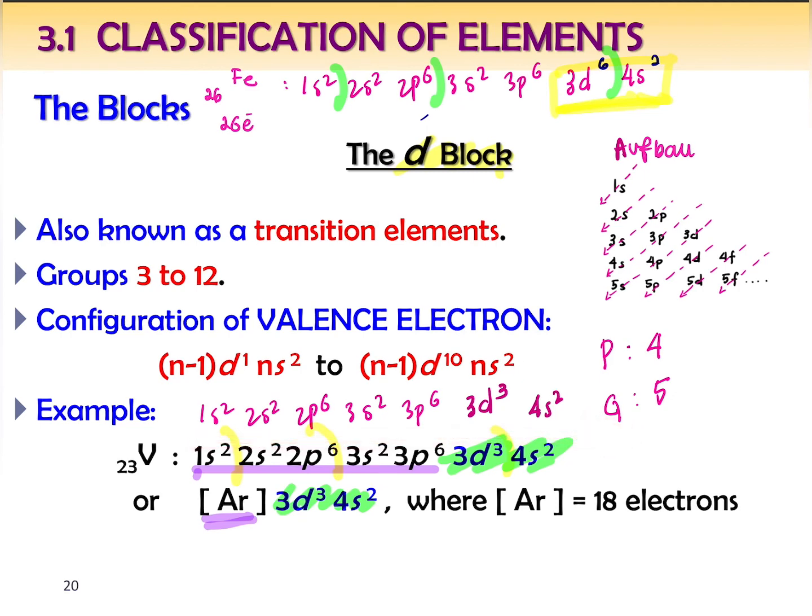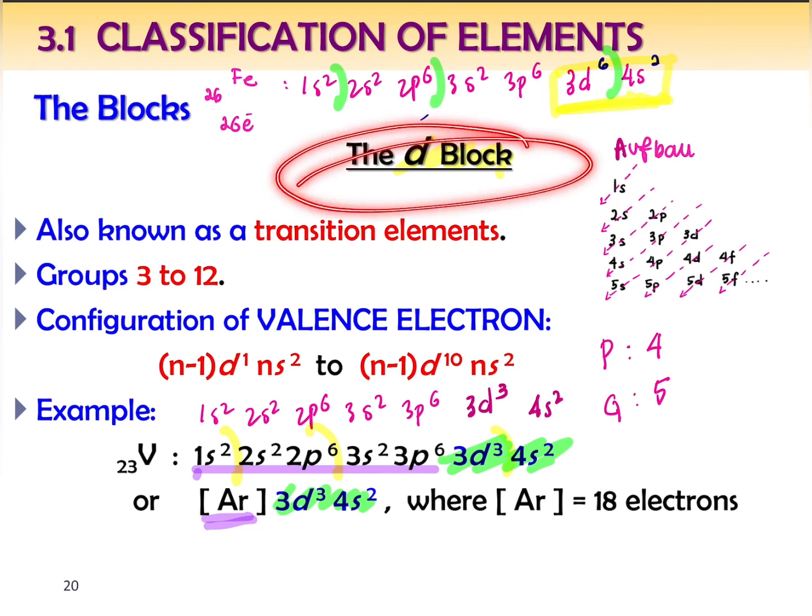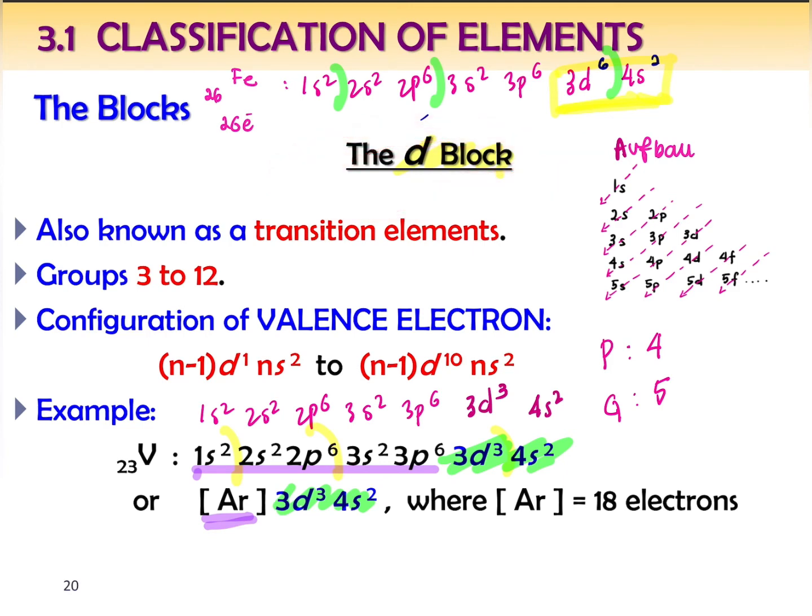Cumanya kamu kena ingat, when you fill in electron mesti ikut Aufbau. You know that vanadium, dia berada di period 4. Tapi group, dekat sini kita nak tengok valence electron. Untuk D block sahaja. D block je yang special, ingat. Dia akan involve 3d and 4s orbital.